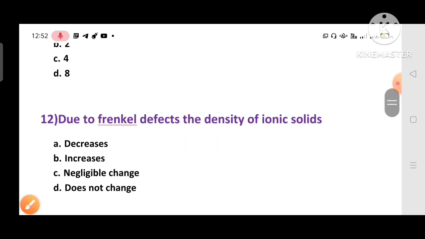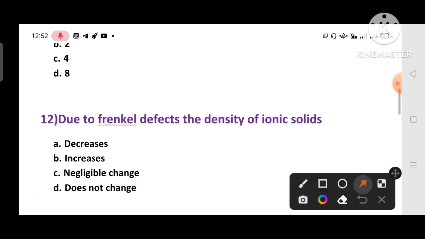Next question, due to Frenkel defects, the density of ionic solid, option A decreases, option B increases, option C negligible change, option D does not change. And the right answer is option D does not change.